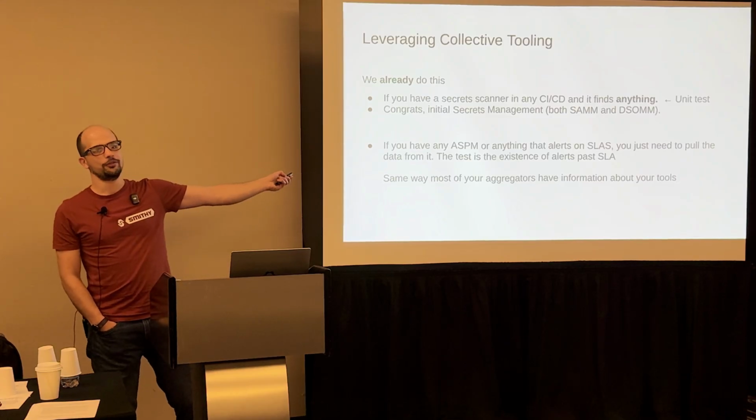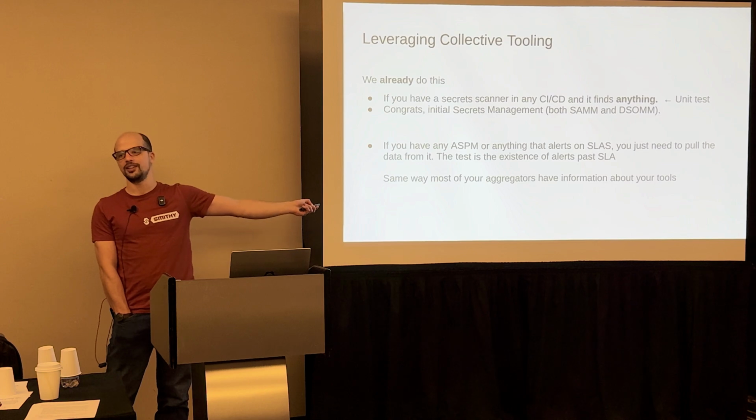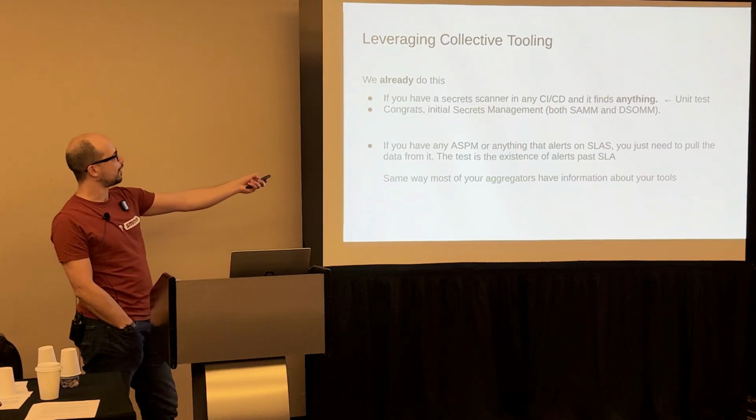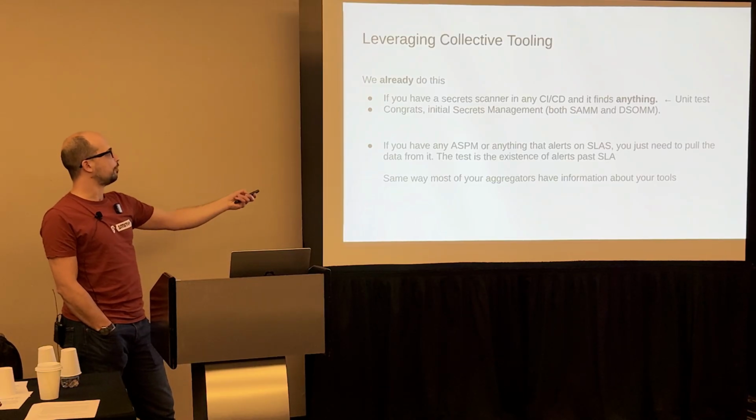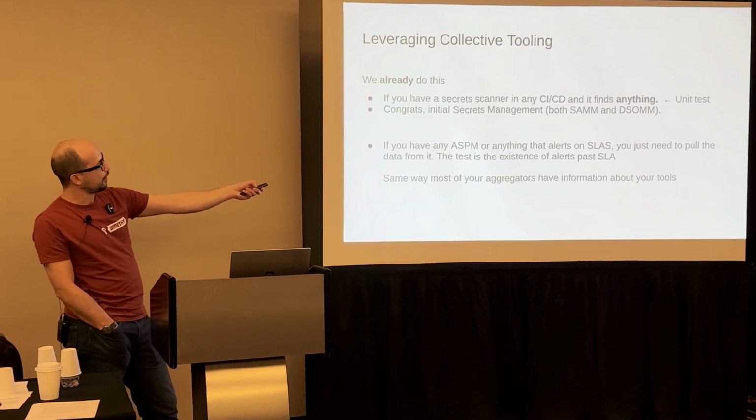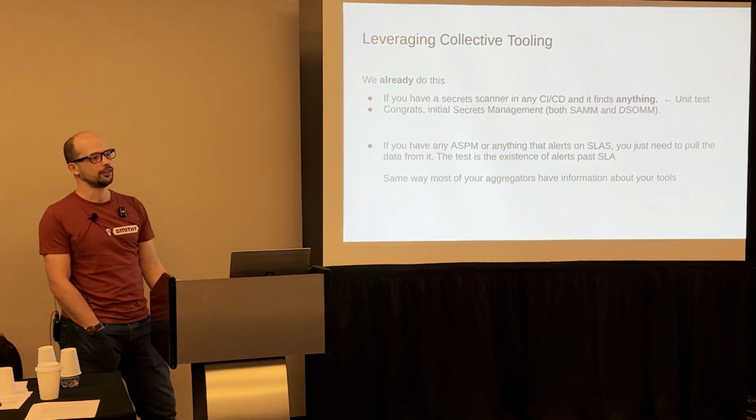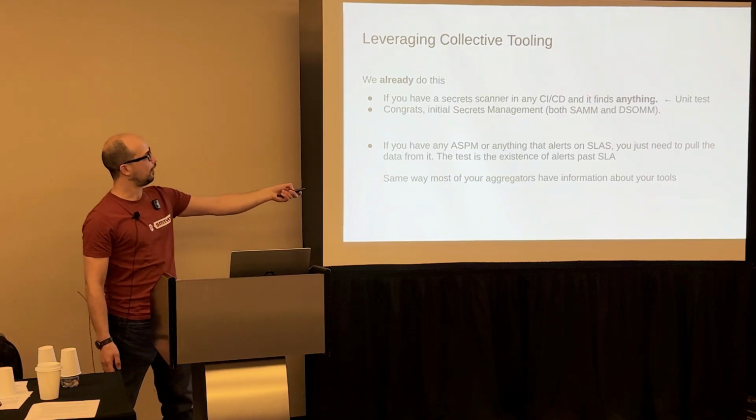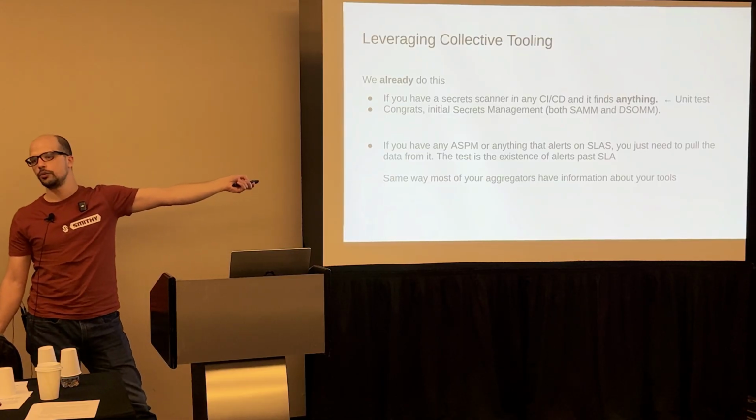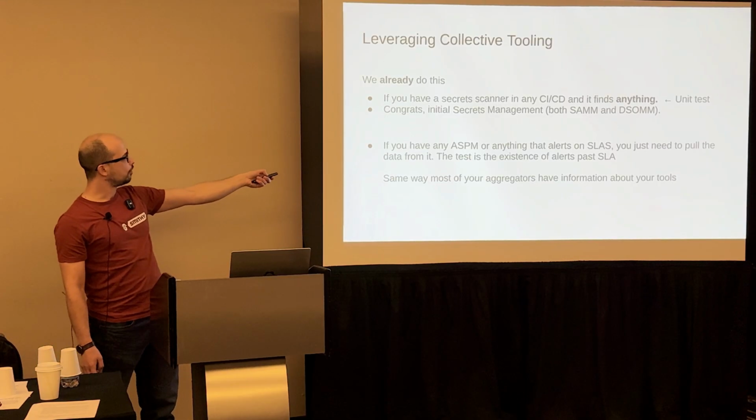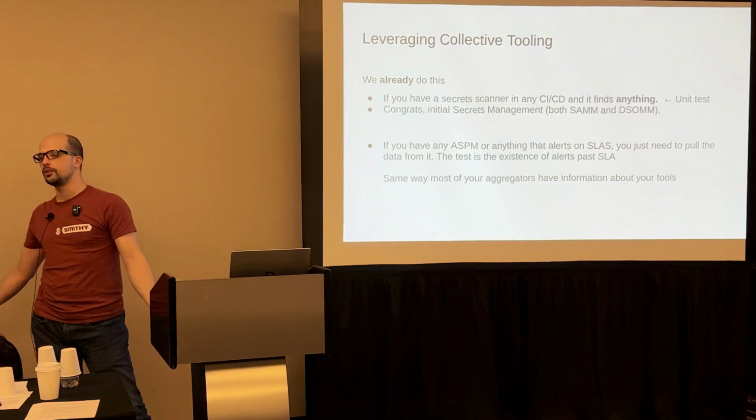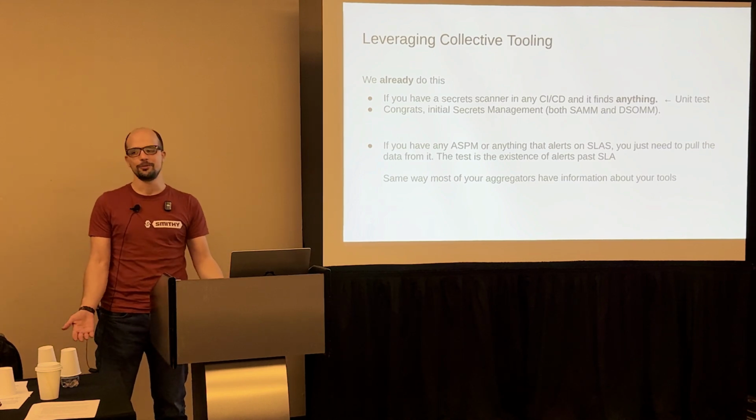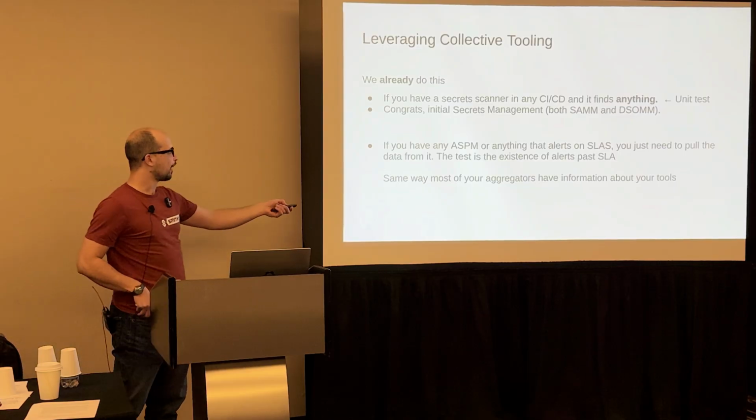We don't need to achieve 100% from day 0. It is an iterative process, same as maturing with SAMM or DSOMM. So, for example, you can start by cheating a little bit and do something simpler. Say like, hey, I have a secret scanner in my CI/CD and it found something, right? What if I start correlating the findings from my secret scanner with something else? This is my unit test with DSOMM and SAMM. This is my unit test. If it finds something, congrats, you have initial secrets management, right? Because if I have secrets in my code, guess what? I'm probably not managing them the way that I should be managing them.